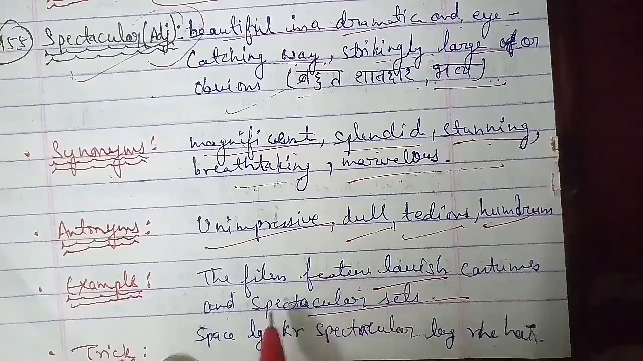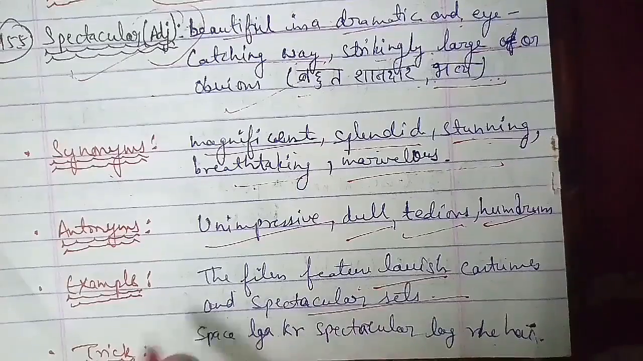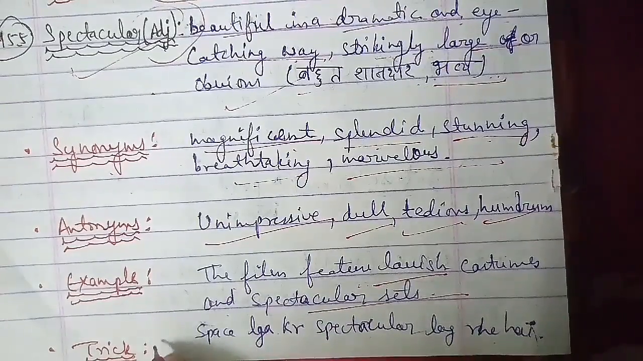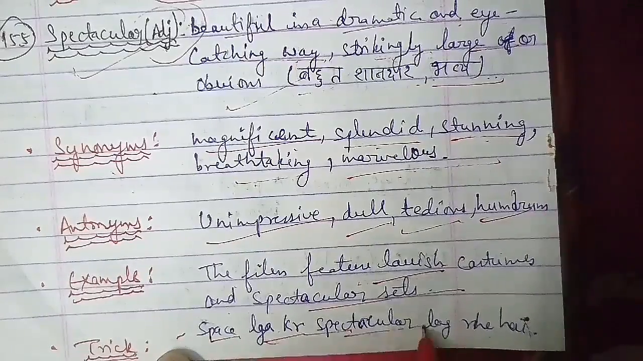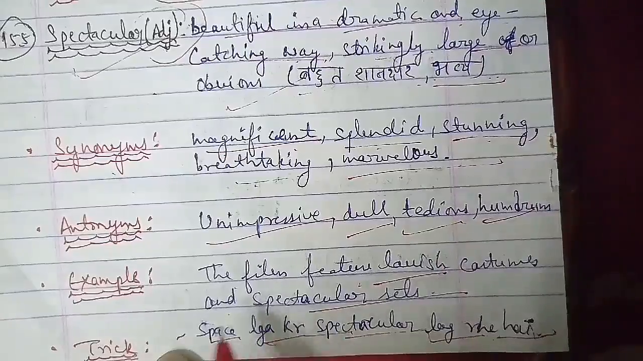So with space, things look spectacular. That means you can use the word in relation to space to understand spectacular. That means it's बहुत शानदार और भव्य. Okay, now moving on with the next word that we have here.